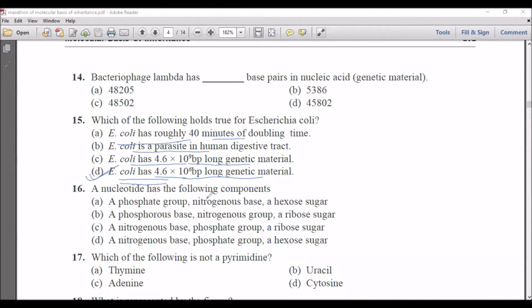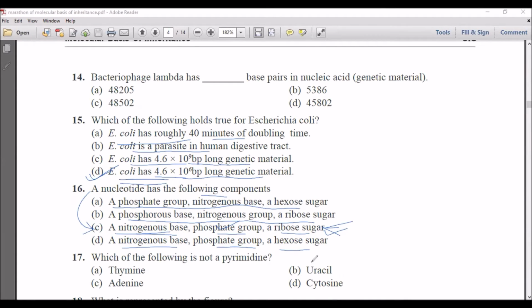Next question is, a nucleotide has the following components. First is a phosphate group, nitrogenous base, and a hexose sugar. Second, a phosphorus base, nitrogenous group, and a ribose sugar. C is a nitrogenous base, phosphate group, and a ribose sugar. And fourth is a nitrogenous base, phosphate group, and a hexose sugar. Now we know that a nucleotide contains a nitrogenous base, phosphate group, and a ribose sugar. Ribose sugar is of two types, we know. It is deoxyribose and ribose sugar. So C is the correct answer.